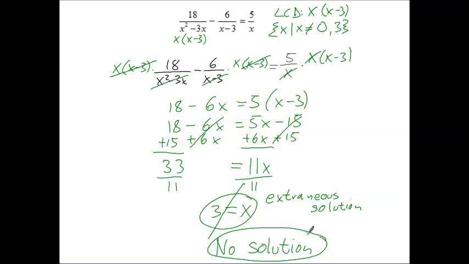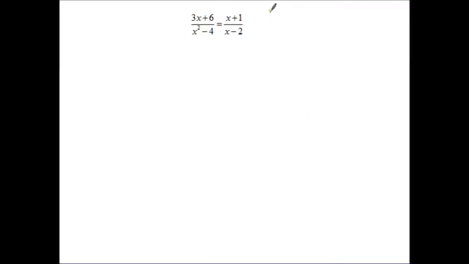Okay, let's move on to the next example. Let's find our LCD, but again, to find our LCD, all denominators must be fully factored. x squared minus 4. By now you have probably immediately recognized this. This is the difference of perfect squares. Yay! This can be factored into x minus 2 times x plus 2.